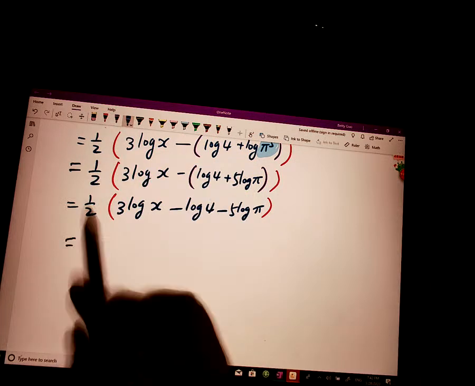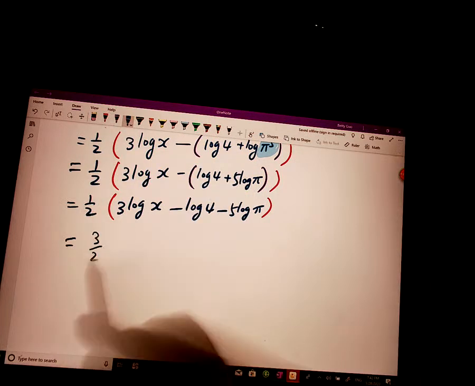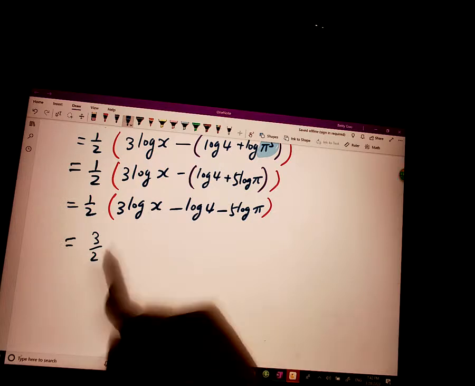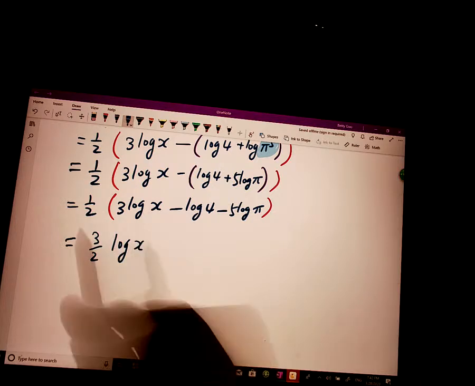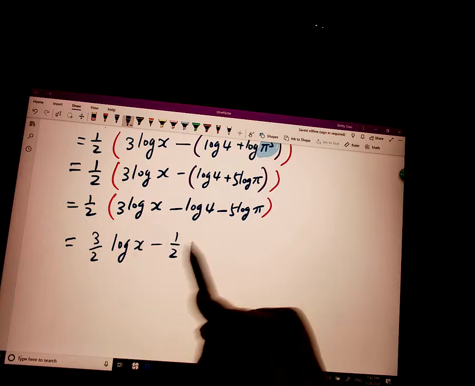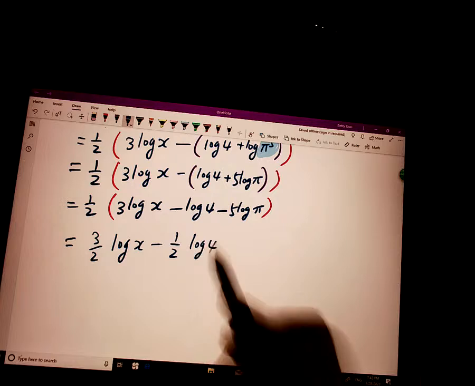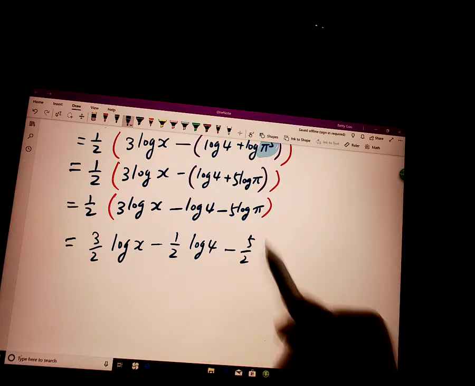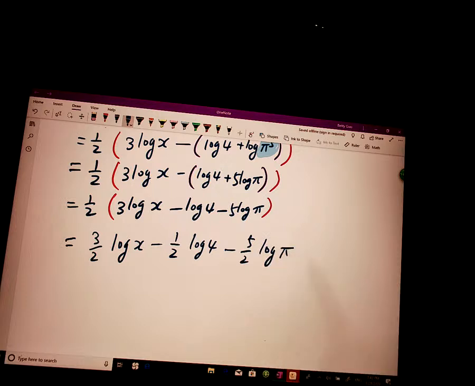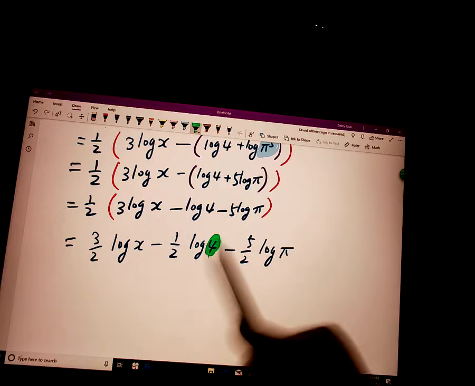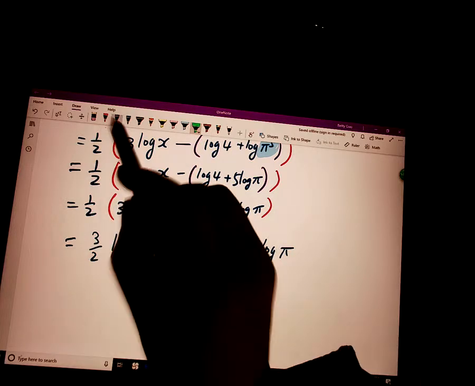We would have half times 3, 3 over 2 log x, half times negative 1, negative half log 4, and then minus 5 over 2 log pi. Actually, this is good enough, but we can make it even better. 4 is a perfect square itself, right?